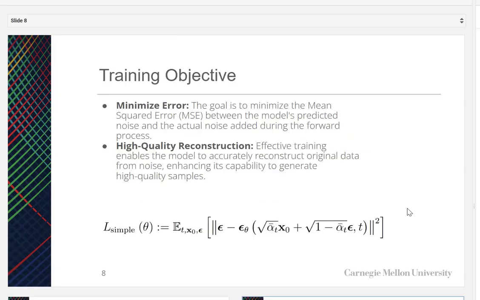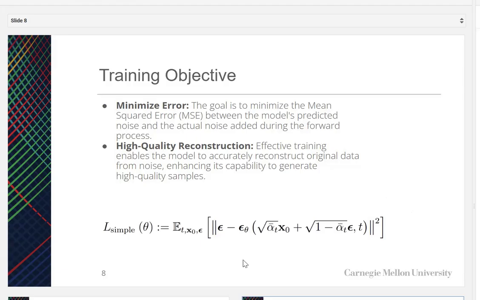And our training objective, so how do we train this model? We train it using the MSE, the mean squared error loss, between the model's predicted noise and the actual noise, which is added during the forward process.